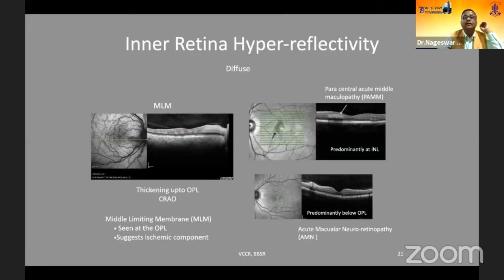And inner retinal hyperreflectivity, again, sometimes we will see in acute cases, suppose a case of CRAO comes, whether it is acute or chronic. In acute cases, because of the cloudy thickening of the inner retina, there will be thickened inner retina up to the OPL, the outer plexiform layer. So there will be a continuous membrane-like structure close to the outer plexiform layer. That is called the middle limiting membrane, which is an OCT diagnostic sign of acute CRAO.